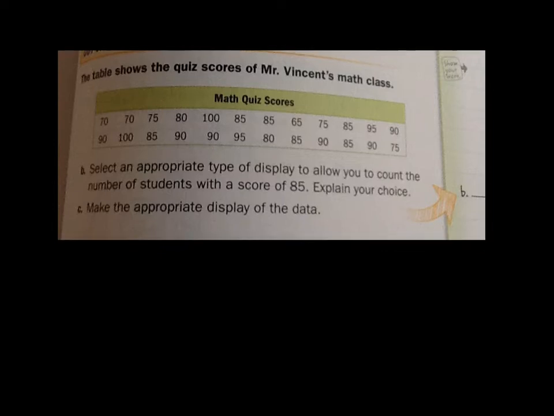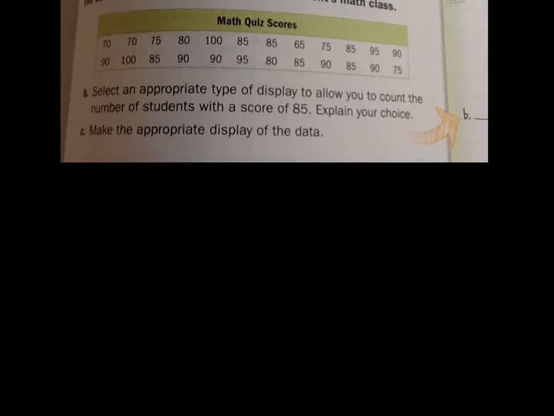This example can be found on page 911. This is B and C. The table shows the quiz scores of Mr. Vincent's math class. So these are the math quiz scores. We want to select an appropriate type of display to allow you to count the number of students with a score of 85. We want to explain the choice and make the appropriate display.